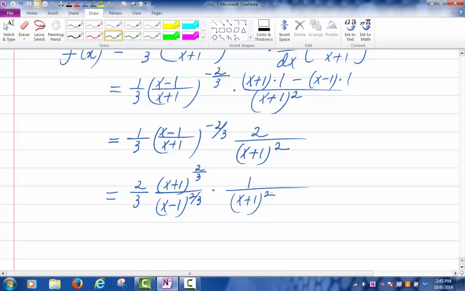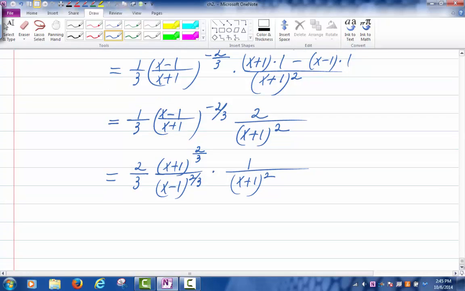And now I can combine this one as 2/3, and here I get x minus 1 to the 2/3 and x plus 1 to the what? 2 minus 2/3, what is that? 1/3. Is everybody okay with that? Any questions on that example?